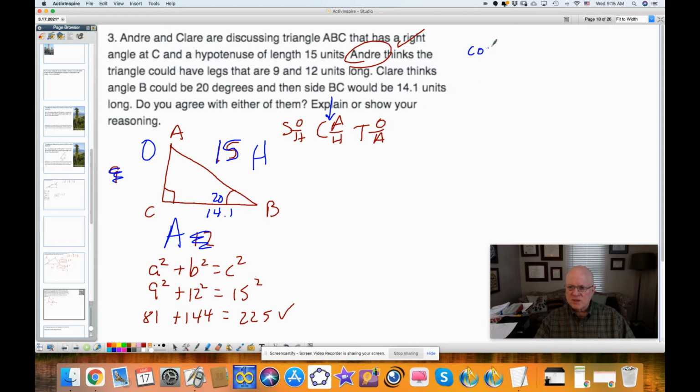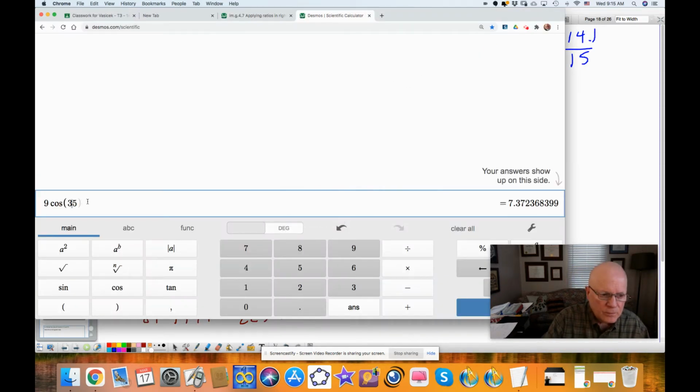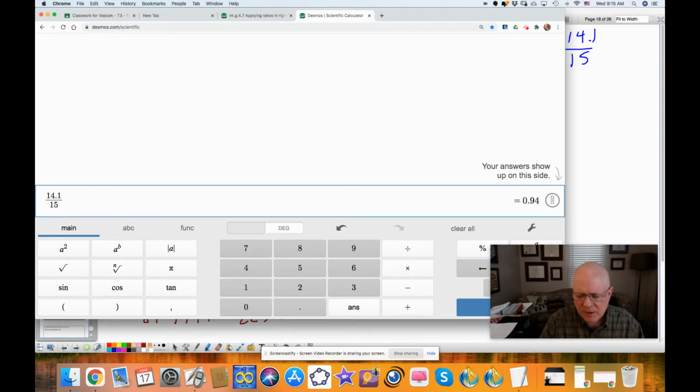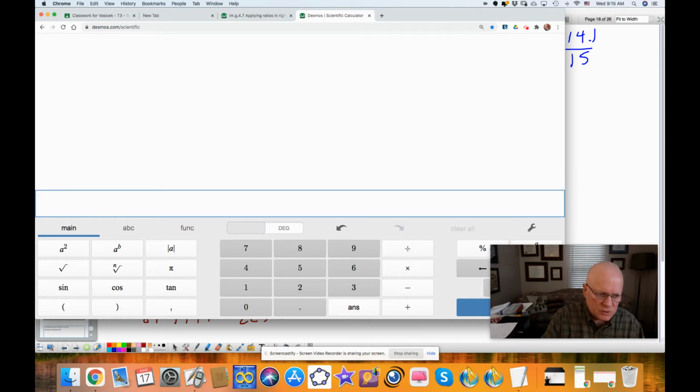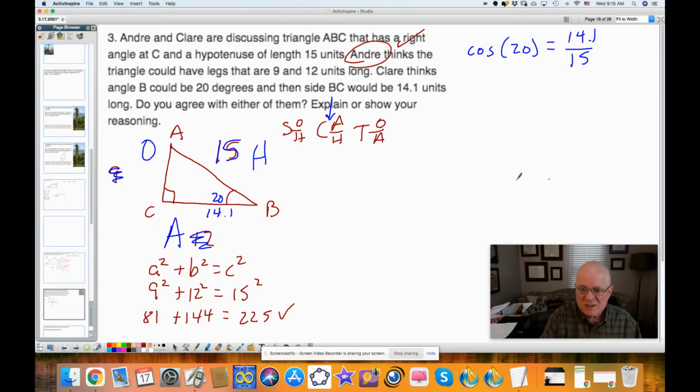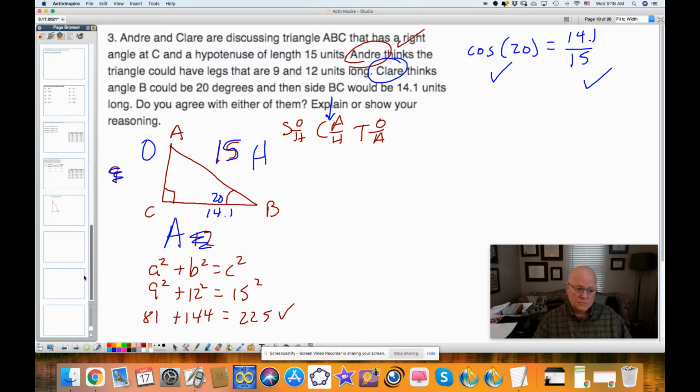So we should be able to say the cosine of 20 degrees, is that equal to 14.1 divided by 15? 14.1 divided by 15 is about 0.94. And is that equal to the cosine of 20? Well, the cosine of 20 is about 0.94. So yes, they're both correct. So Claire is also correct because this ratio is equal to this ratio. You see how that works?